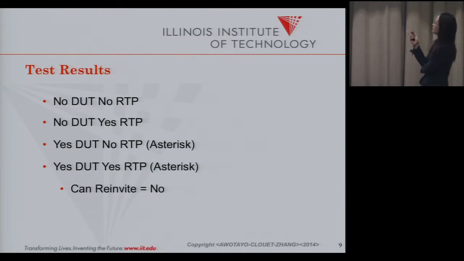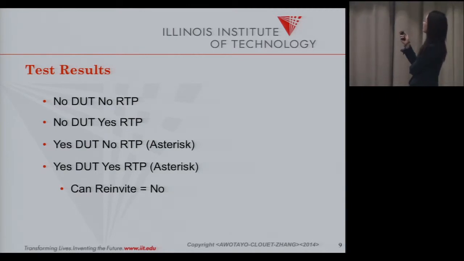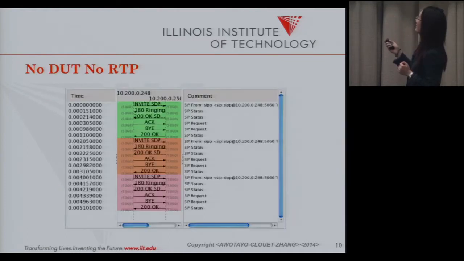And why do we need to test the first and the second one without the device under test? Because we need to know the maximum capacity of our test bed. If we get the maximum call rate based on these 2 tests, we know we can't get any call rate above the result we get from the test without the device under test.